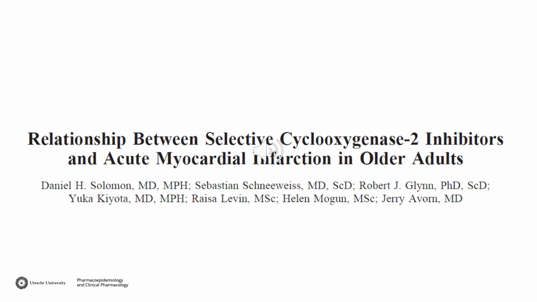So as an example, we're going to use this particular paper as a little case study throughout this lecture. So this study was a paper published by Daniel Solomon and colleagues, and it was related to the relationship between selective cyclooxygenase 2 inhibitors and acute myocardial infarction in older adults. So this is rofecoxib, the COX-2 inhibitors. So just remember, I know some of you did Vioxx in your drug life cycle assignments, but this medication was actually taken off the market because it had adverse cardiovascular outcomes.